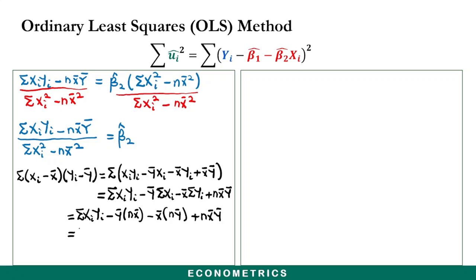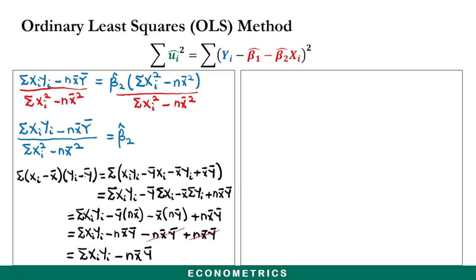So let's open the brackets. Sometimes I do tend to use brackets and parentheses interchangeably, so don't worry about that, okay? So y bar times n x bar is going to be n x bar y bar. And here also we have n x bar y bar, and plus n x bar y bar. So you can see that we have minus n x bar y bar and positive n x bar y bar, so they cancel out. And here we end up getting sigma x_i y_i minus n x bar y bar, which is exactly the same terms in the numerator of the beta 2 hat, you can see.